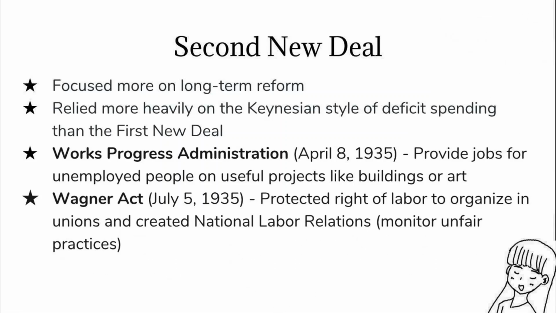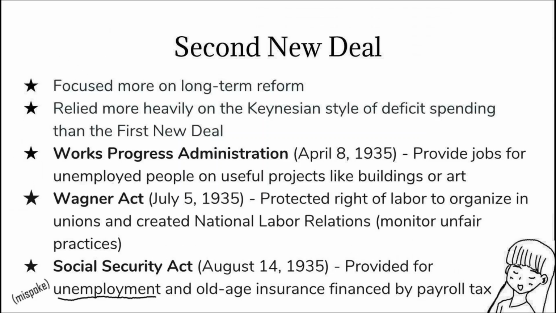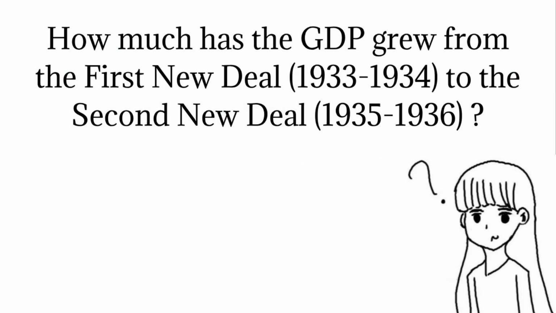Really nice. There's the Wagner Act, which protected the right of labor to organize in unions and created the National Labor Relations Board, which monitored unfair practices. You can see in this picture the International Ladies Garment Workers Union. They are striking thanks to the Wagner Act. And you have the Social Security Act, which provided for employment and old age insurance financed by payroll tax.